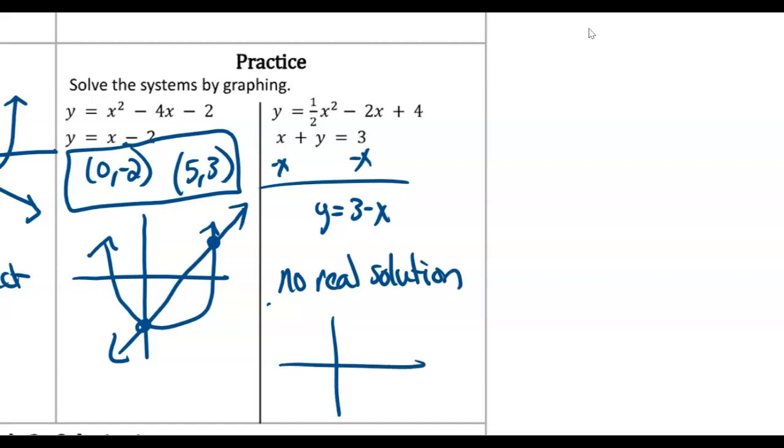Let's draw a little sketch so we can show what happened. It looked like this. So they never intersect.